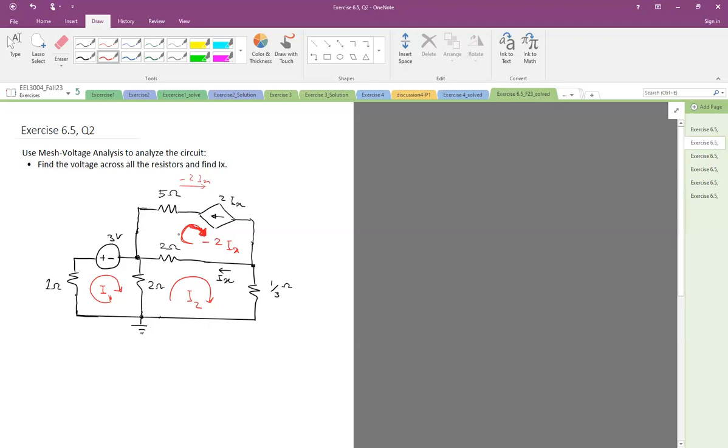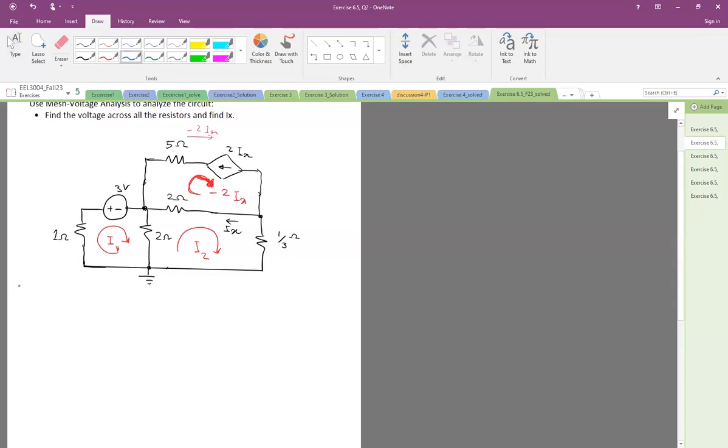Okay, so now that said, let's write the KVL. So for mesh current, we write KVL at the mesh I1. So I go this way. So 1 times I1 plus 3 volts. See, we are writing KVL, so I'm adding up the voltages. So this one is RI, 1 times I1, and then I come here. The voltage here is, I hit the plus, so it's 3. And then I go here 2 times.